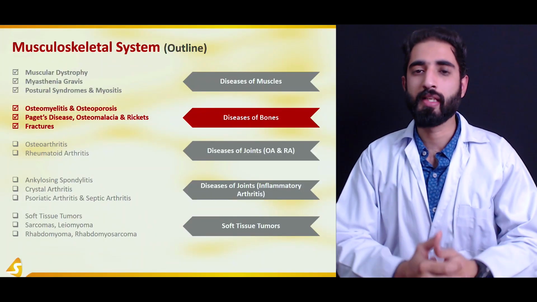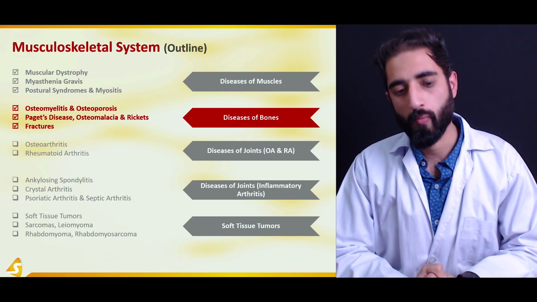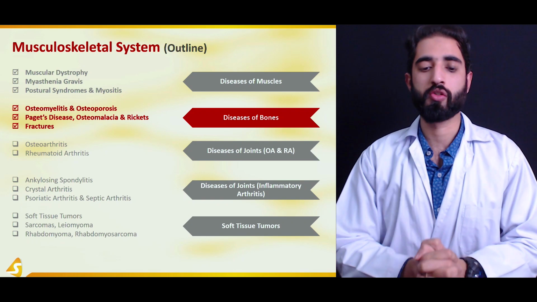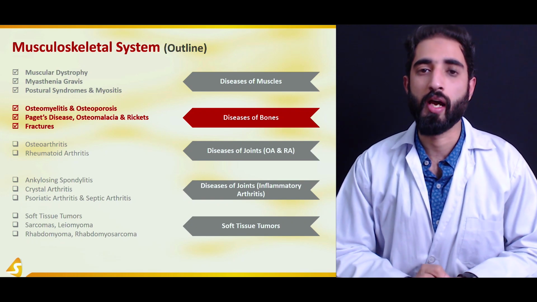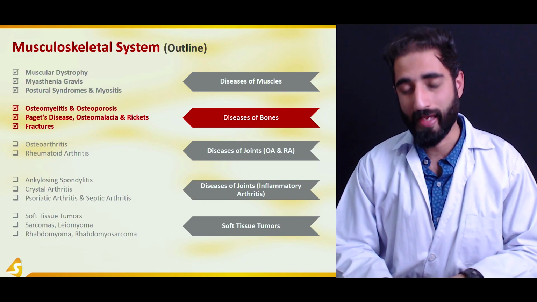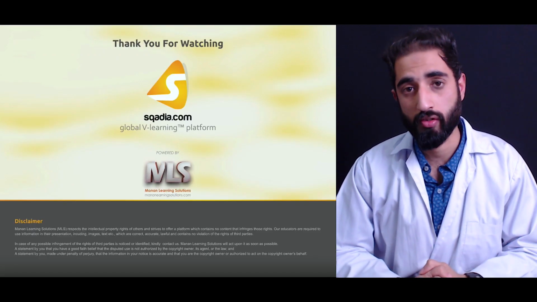So what we learned in this section of the musculoskeletal system was osteomyelitis and osteoporosis, Paget's disease, osteomalacia, rickets, and different types of fractures. So I hope it was beneficial for you, and do watch the upcoming sections of the musculoskeletal system.